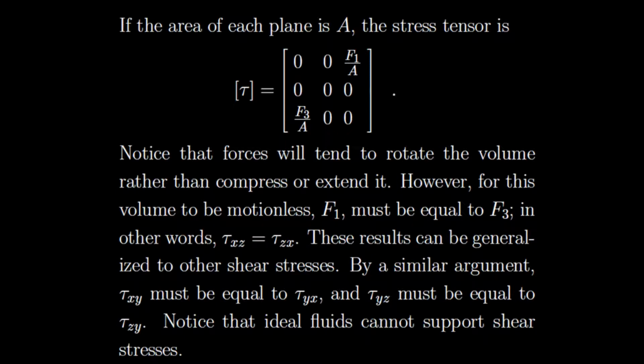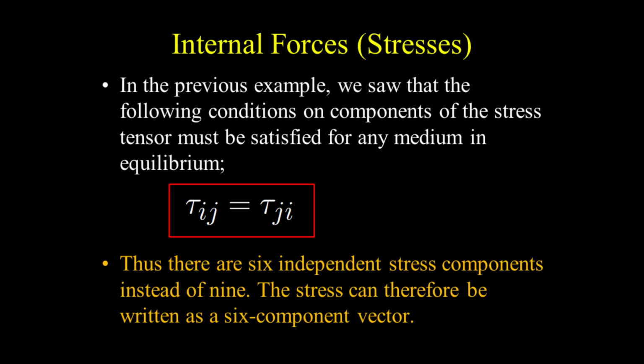The forces produce non-zero shear stresses. Notice that forces will tend to rotate the volume rather than compress or extend it. However, for this volume to be motionless, F1 must be equal to F3. These results can be generalized to other shear stresses. In the previous example, we saw that the following conditions on components of the stress tensor must be satisfied for any medium in equilibrium. Thus, there are 6 independent stress components instead of 9. The stress can therefore be written as a 6-component vector.